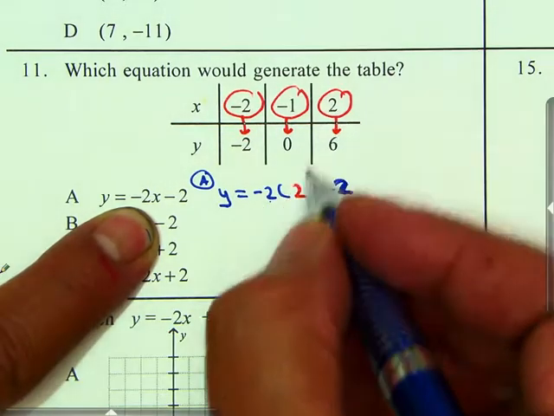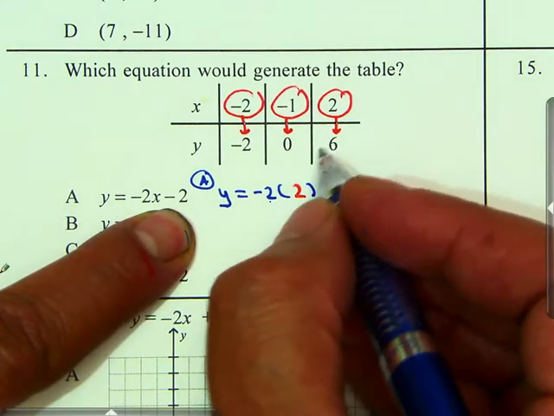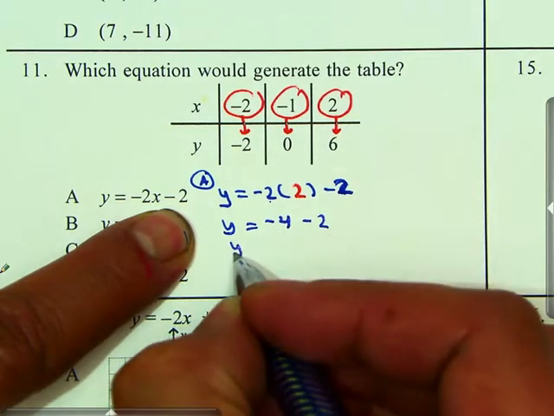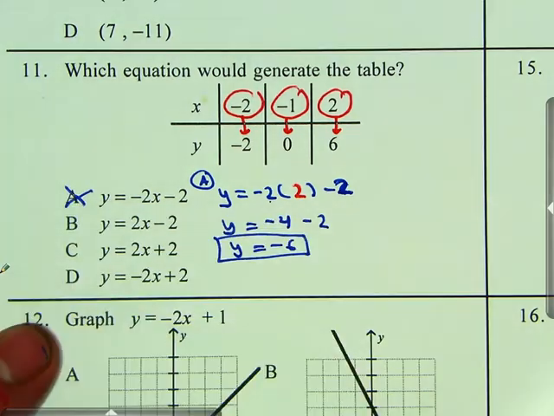-2 instead of the x, plug in a 2, minus 2. If this is correct, your answer should be a 6. y equals -4 minus 2. y equals -6. So therefore, A is not the answer.